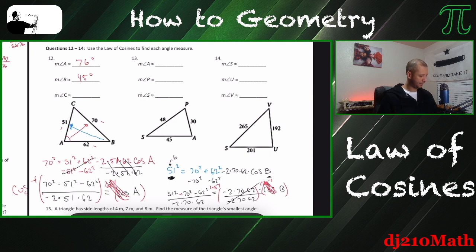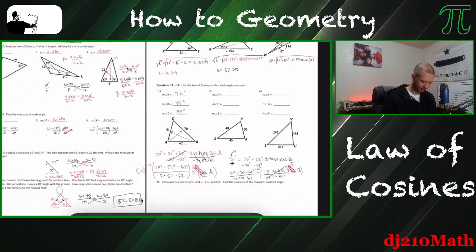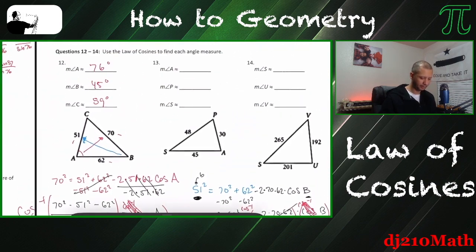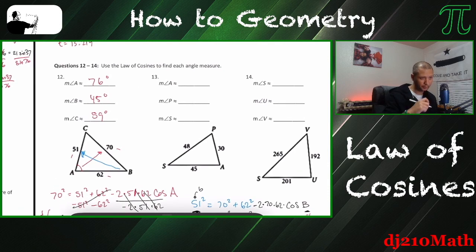Okay. So now that I know two angles, we no longer need law of cosines. We can simply subtract both of these numbers from 180 to find C. So 180 minus 76 minus 45 is 59. Okay. I feel like I'm going to skip over 13, 14. You can feel free to pause the video and work those out.